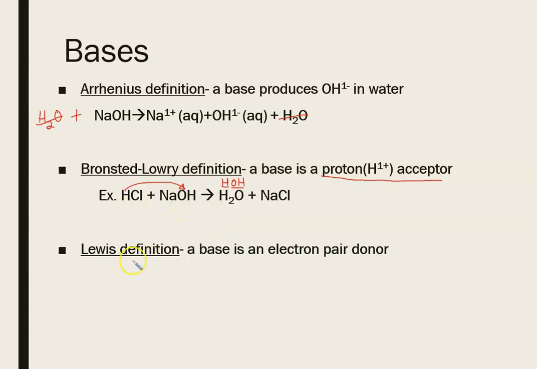And then Lewis, again about the electrons, but this time bases actually donate. I'm going to show you this one because we're going to be dealing with ammonia as a base. I would like you to know ammonia is a base. If we drew this out, that is that trigonal pyramidal, it's got that lone pair of electrons that actually donates in the reaction. So this is what makes that a base.